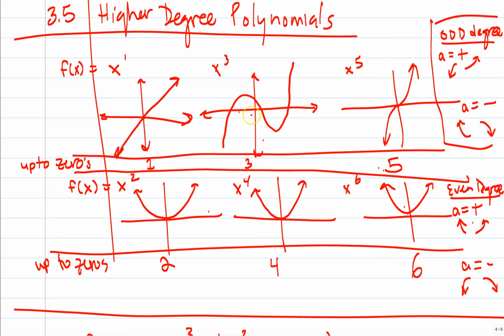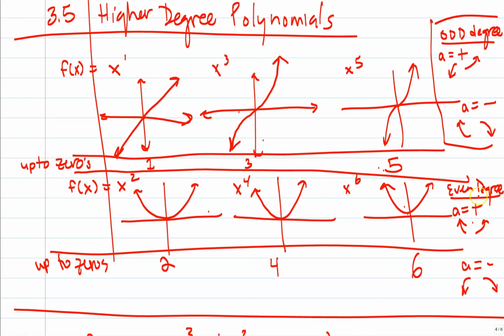But notice the beginning and the ending behavior stays the same. We have up to three zeros with an x to the third. Does that mean we always have three? No. If it was just like this, a perfect x cubed, it would only have one zero, but it can have up to three zeros. And x to the fifth, once again looking at the power, has up to five zeros. Doesn't mean it has five, but it has up to five zeros, okay?